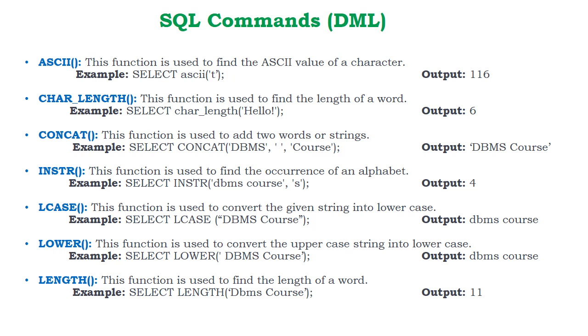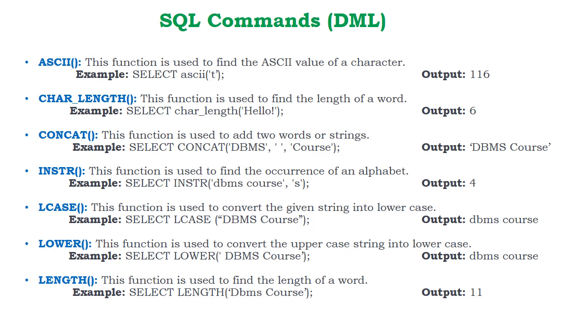The CONCAT function will join two words. For example, DBMS and course. The result is DBMS course. And next one is INSTR. This function is used to find the occurrence of a character. For example, database course, and the second parameter is S. So the S is present in the fourth location.